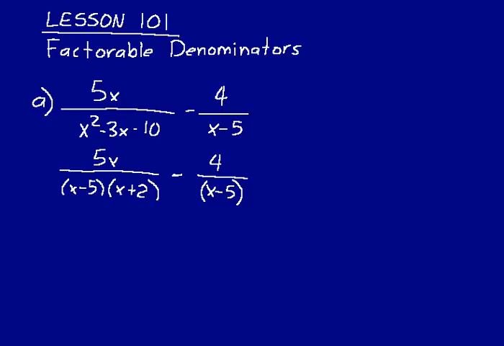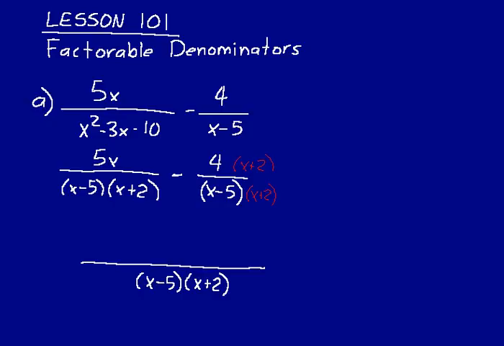And now you can see that you have an x minus 5 in both denominators. And so the fraction on the right, you would just need to multiply it above and below by x plus 2. And so the least common multiple of those denominators is x minus 5 times x plus 2. Now you have a common denominator for the two fractions. So you can put a fraction bar down and put x minus 5 times x plus 2 as your denominator.